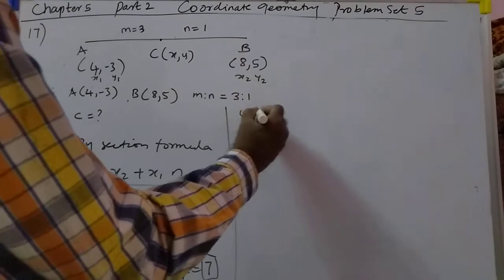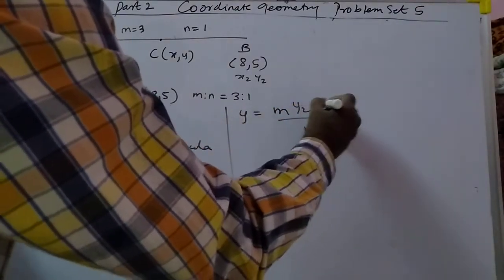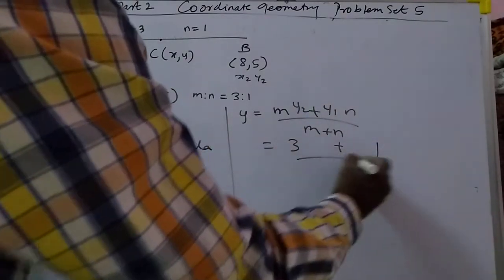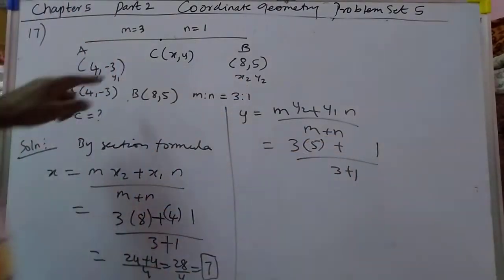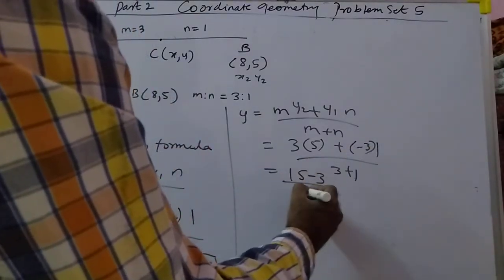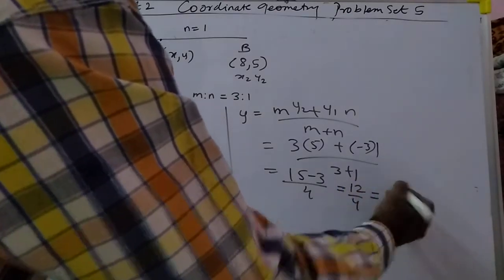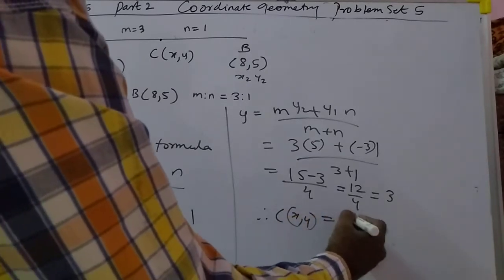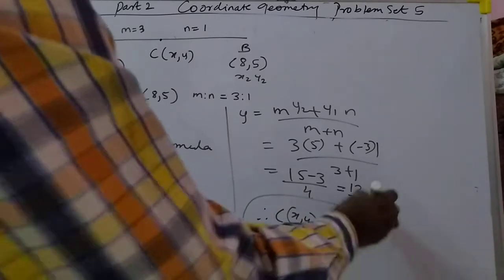अब y कैलकुलेट करते हैं. y इज इक्वल टू m प्लस n y2 अपॉन y1. सो बनेगा 3 प्लस 1 3 प्लस 1. y2 इज 5, y1 इज माइनस 3. सो दैट विल 15 माइनस 3 अपॉन 4. सो दैट विल बिकम 12 अपॉन 4. सो दैट विल बिकम 3. ओके, सो वी हैव द पॉइंट c x, y इज इक्वल टू 7 and 3. So I hope you got this.